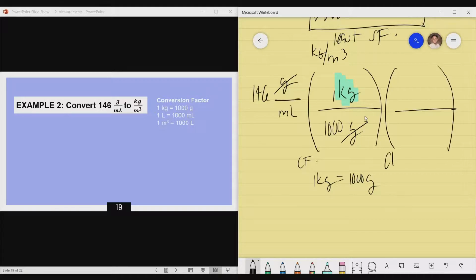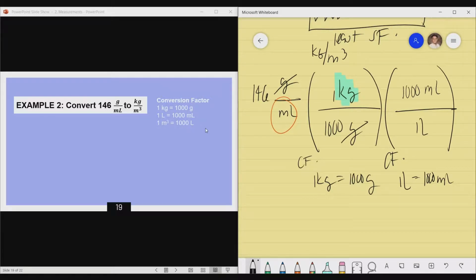Next, para mapadali, humanap ulit ng conversion factor na may milliliter. So, sa tatlong pares, itong pangalawa na pares ang merong ml. So, yan ang gagamitin ko. 1 liter is equal to 1,000 milliliter. So, ito, i-convert mo. So, dahil nasa denominator siya, exchange lang. Dahil nasa denominator yung ml mo, ilalagay mo ngayon sa taas itong 1,000 milliliter, sa denominator itong 1 liter.